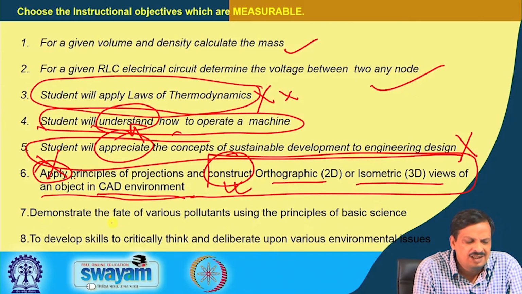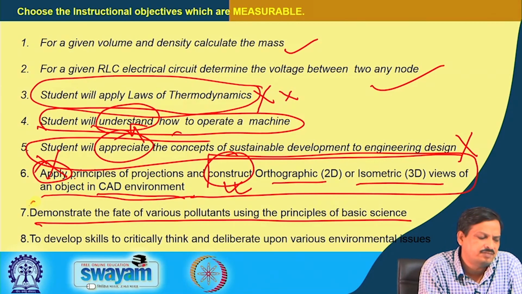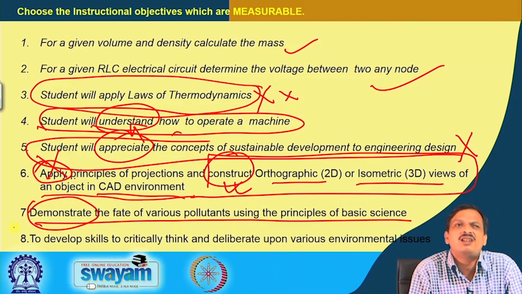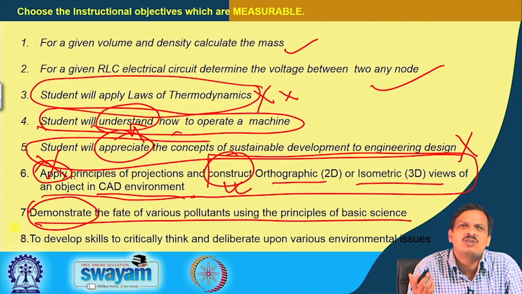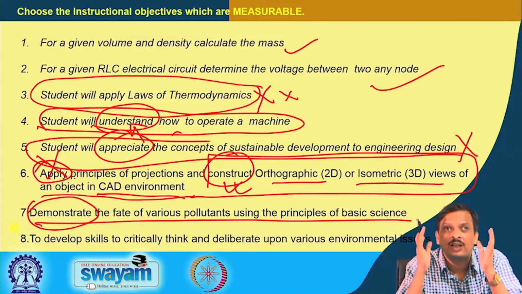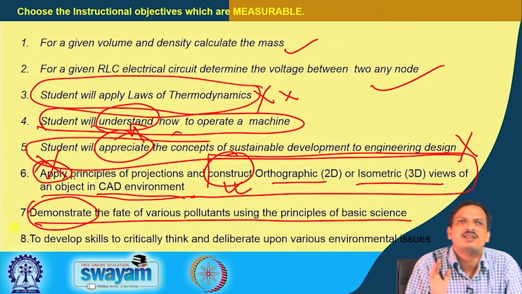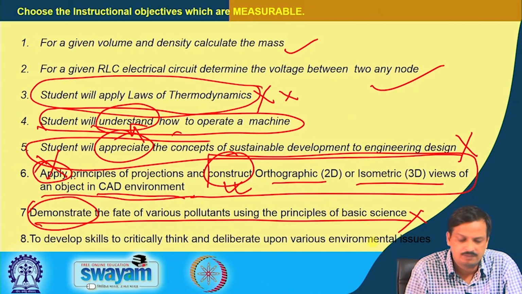Demonstrate the various, see that, demonstrate, not measurable. Whether I demonstrate or not does not matter; what I have to do, which is measurable, specific, achievable, that is the outcome. So, it is not measurable.